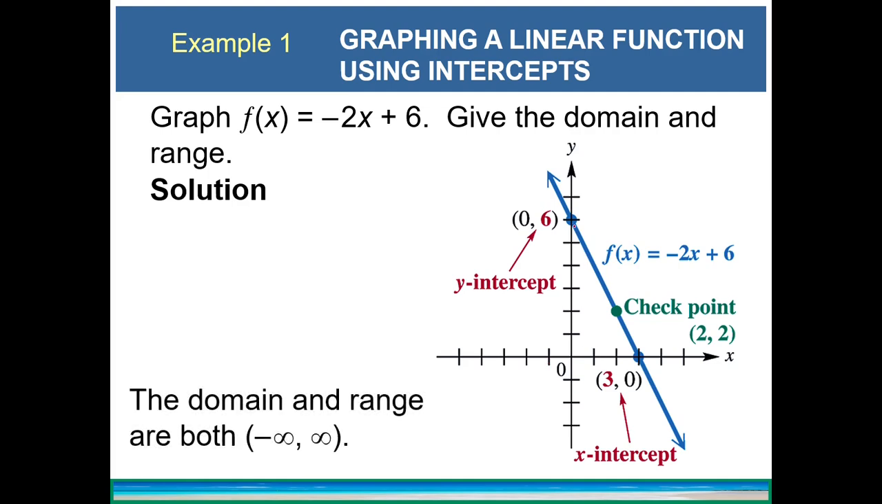If you look at the graph, it goes forever towards the left and forever towards the right. So the domain is going to be from negative infinity to infinity. The range is how far the graph goes down, so it goes down forever, and it goes up forever. So the range is the same, negative infinity to infinity.